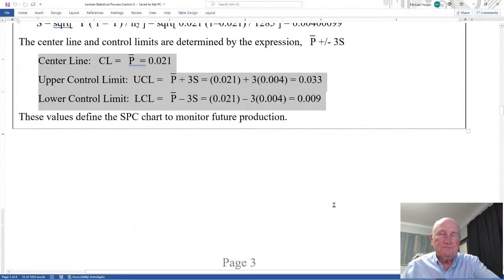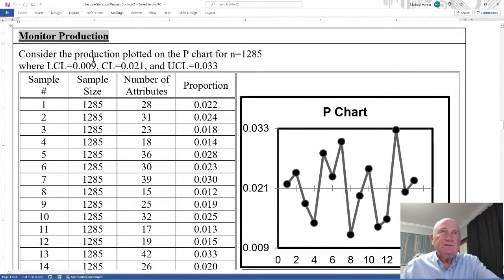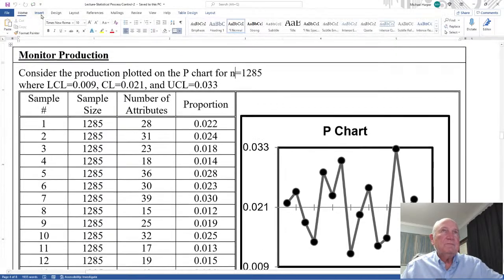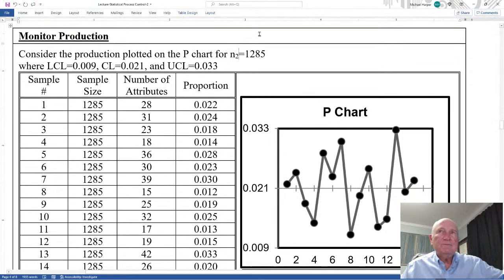So let's do it. Let's monitor production now. Consider the production plotted for the P chart. The N is 1285. Where the lower control limit is 0.09, the center line is 0.021, the upper is 0.033, and there it is right there.